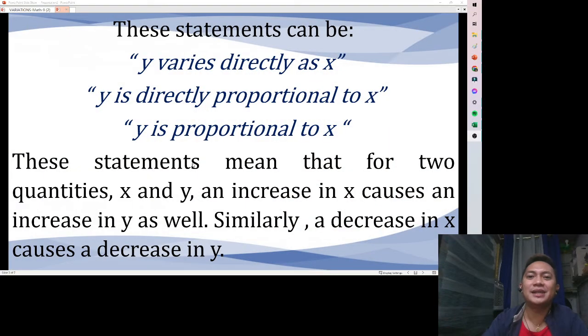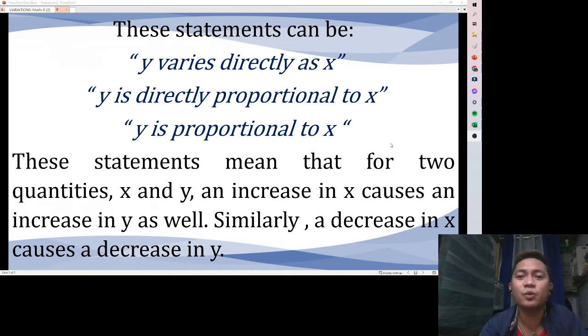So this statement can be: y varies directly as x, or y is directly proportional to x, and the other one is y is proportional to x. These are the statements used to create our variation. It's either varies directly, directly proportional, or proportional to the values of the variables.